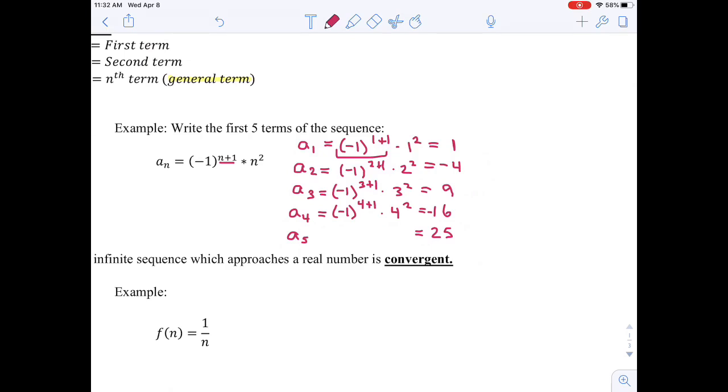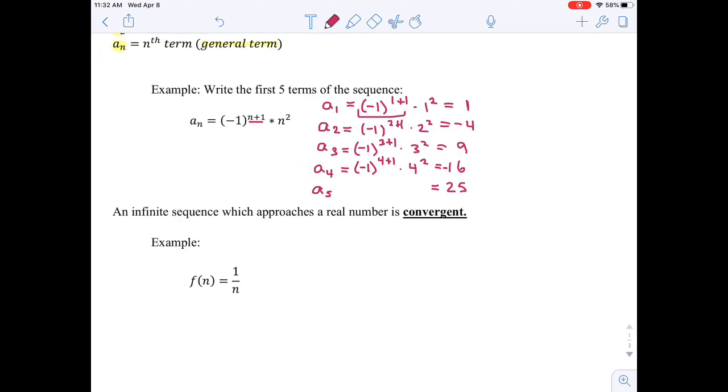So if you catch on to the pattern, you're more than welcome to use that to help you find the rest of the sequence.